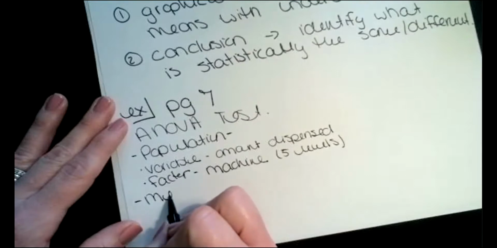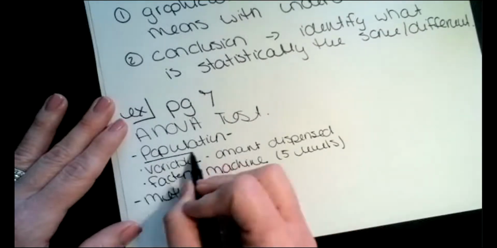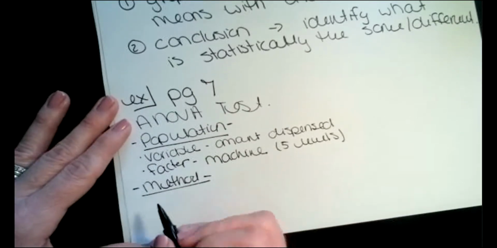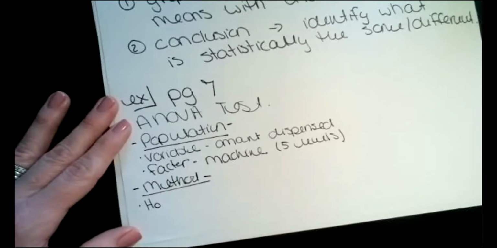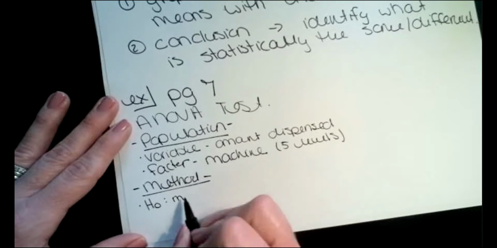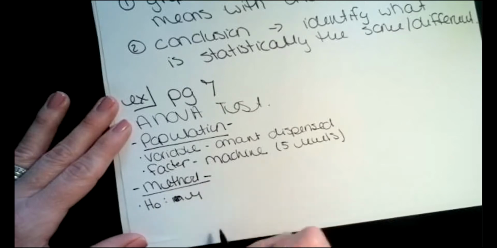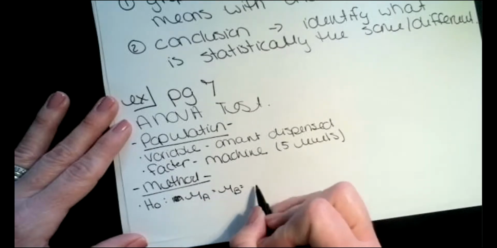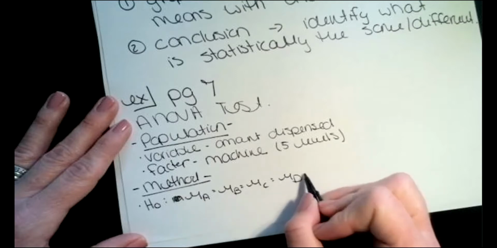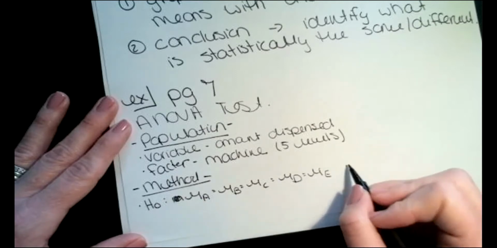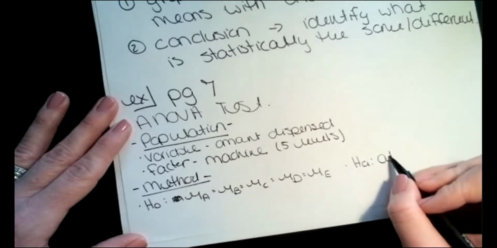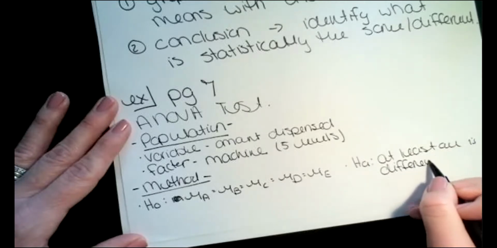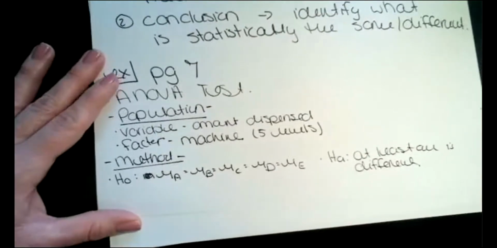I'm going to go down to my method. I'm going to skip my goal, you guys. It feels so weird to do that. I almost don't like it. You don't have to do this shortened test version, but I want you to know you can. My null is that they're all the same. So mu A equals mu B equals mu C equals mu D equals mu E. And then my HA is that at least one is different. Okay, so that's what we're going to look at for the method.